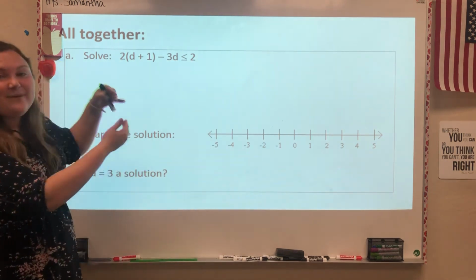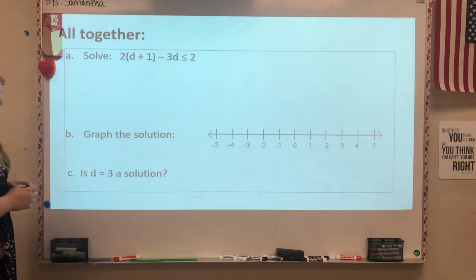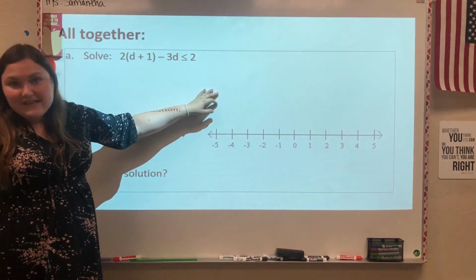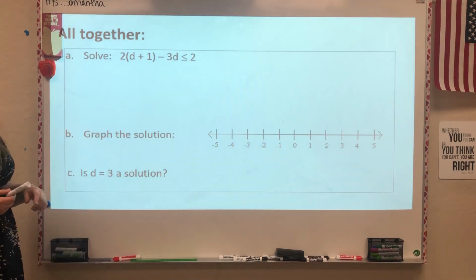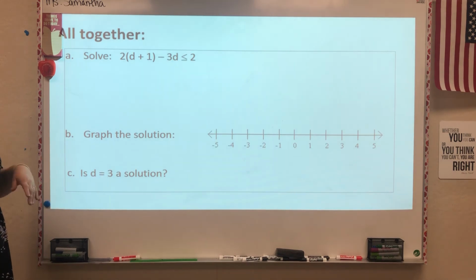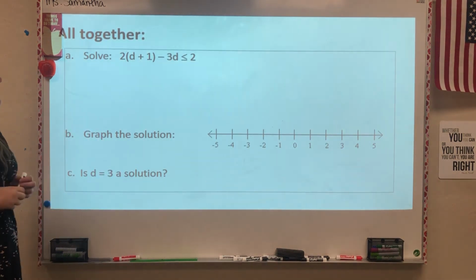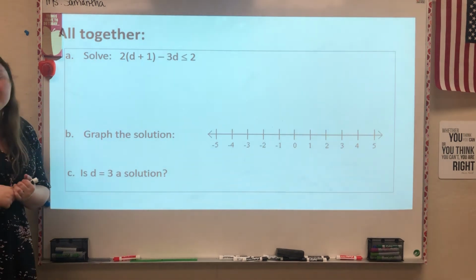This is putting everything we talked about in this lesson together. So the first part is solving this inequality. Once you've solved the inequality, we're gonna have you graph the solution. Then after you graph the solution, I've got a quick little check to see, do you understand what that solution means? So the first part, go ahead and solve the inequality.